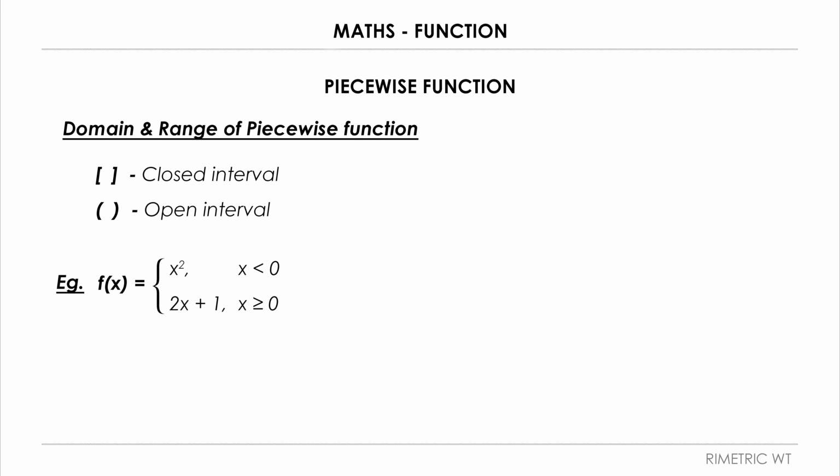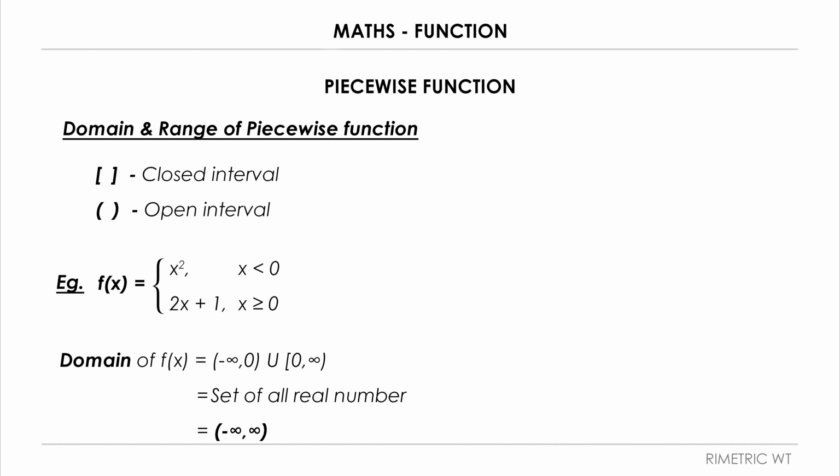For our first example, the function is defined for all values less than 0 and for all values greater than or equal to 0. Therefore, the domain is the union of minus infinity up to 0 and 0 up to positive infinity, which is the set of all real numbers, or minus infinity comma infinity. Now let's look at our second example.